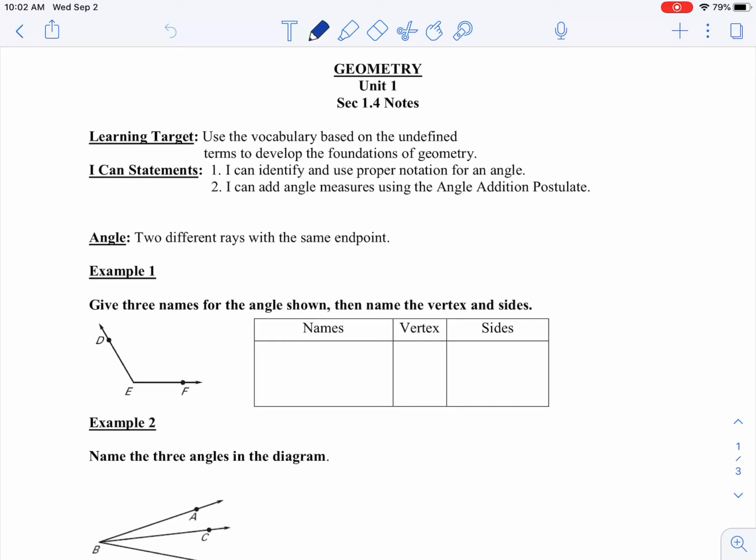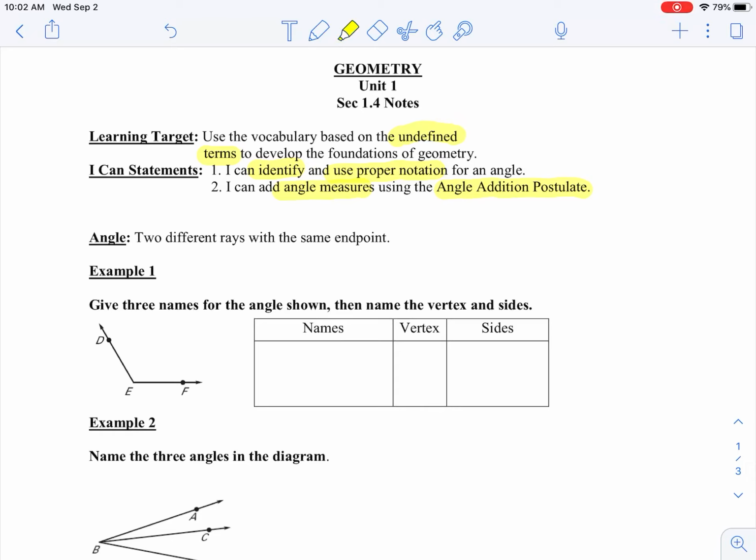So today we're going to talk about our next section of notes, which is going to be measuring and classifying angles. When looking at our learning targets, a reminder, we're still building off of our undefined terms to develop our foundations of geometry. We are going to use proper notation for our angles. We're going to identify them. We are going to use angle measures and also a little bit of angle addition postulate today. So that should sound familiar because we have talked about segment addition postulate, and the two are very similar when we think about them.